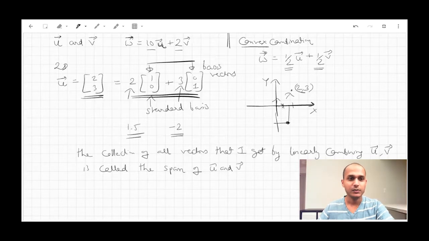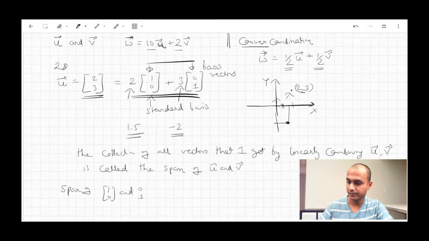Okay, so why is span interesting? Here is an interesting thought. What is the span of the vectors (1, 0) and (0, 1)? This we just said is the 2D plane, or the 2D space, right?